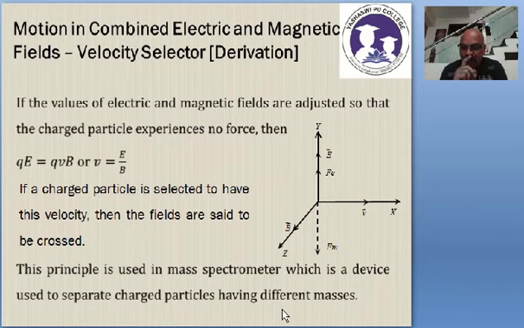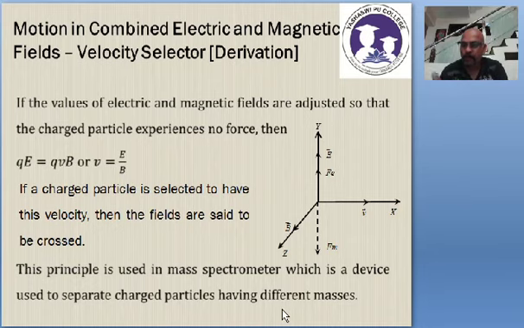Electric and magnetic fields acting at right angles to each other are known as crossed fields. Now, when the charged particle is moving subjected to both electric and magnetic fields, it experiences both electric force and magnetic force. And look at the directions of the electric and magnetic force.